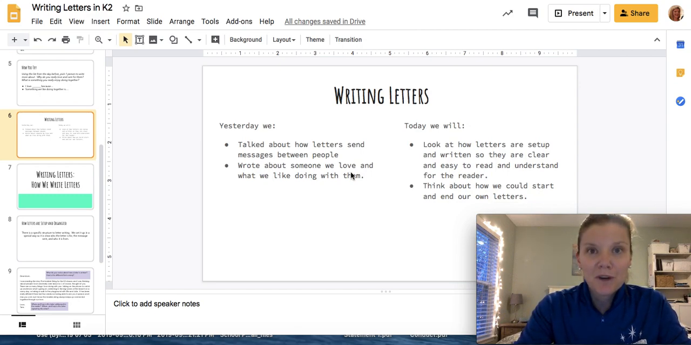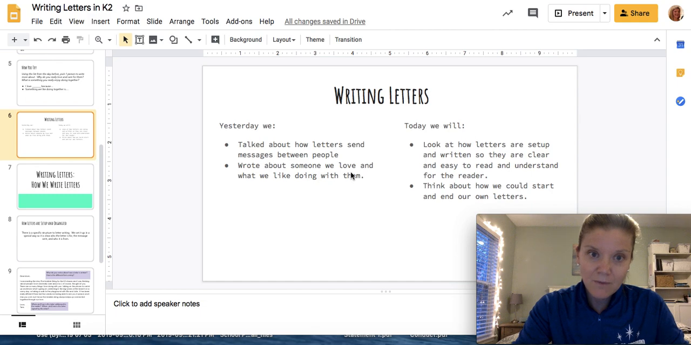Back to do some more work and learning about how to write letters in a way that they're really clear and easily understood by the people you're sending them to. Letters are something we talked about. Lots of people send and receive them all the time. And when we do that, there's a special way we do it.